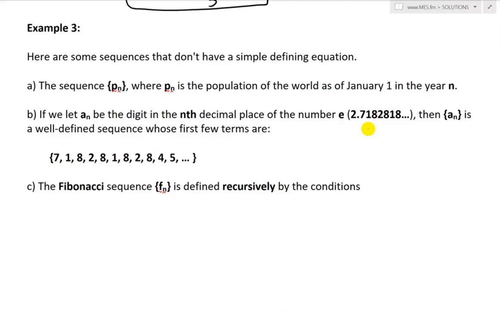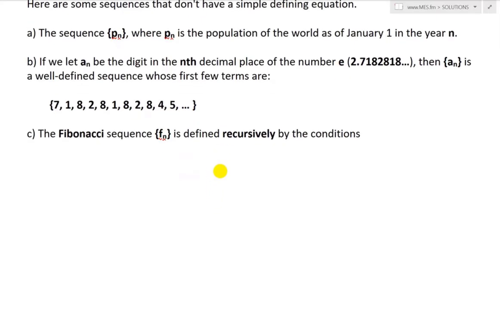Part B is if we let a_n be the digit in the nth decimal place of the number e, which is 2.7182818, and keeps going on. Then a_n is a well-defined sequence whose first terms are 7, 1, 8, 2, 8, 1, 8, 2, 8, 4, 5, etc. So that's defined based on the number e. So that's a sequence there.